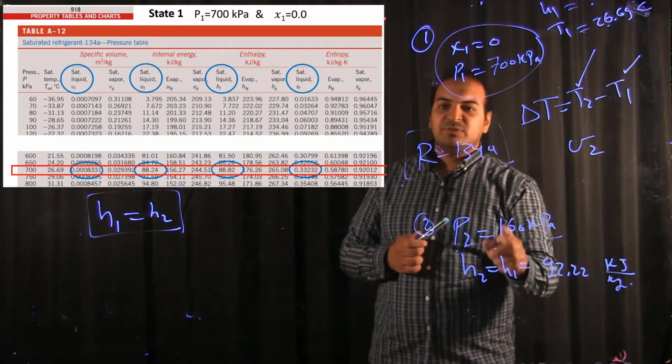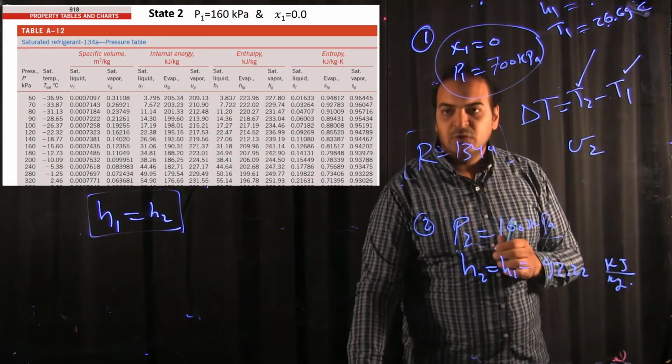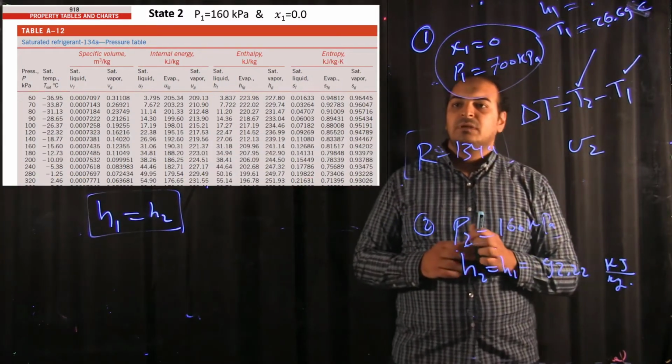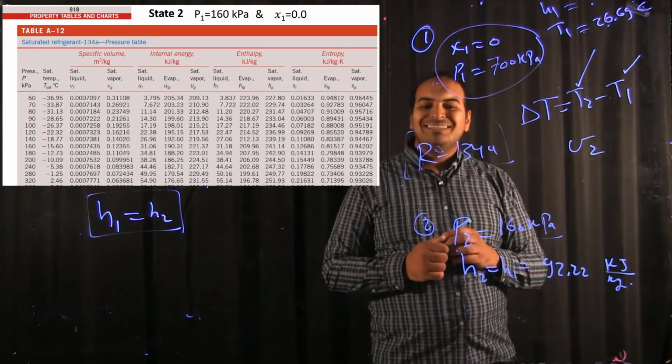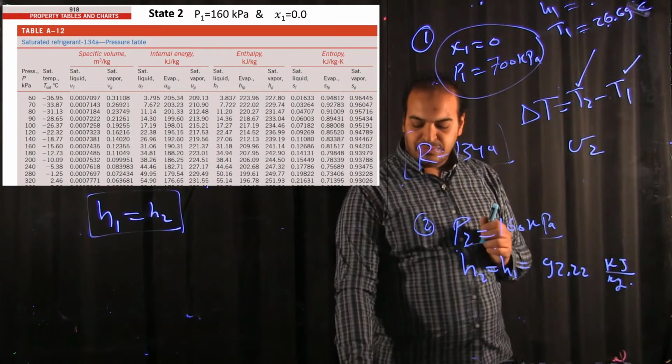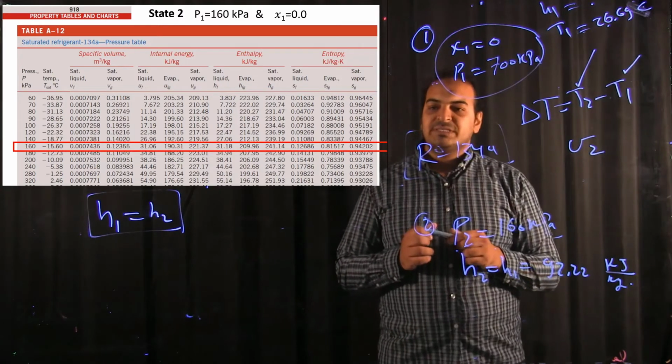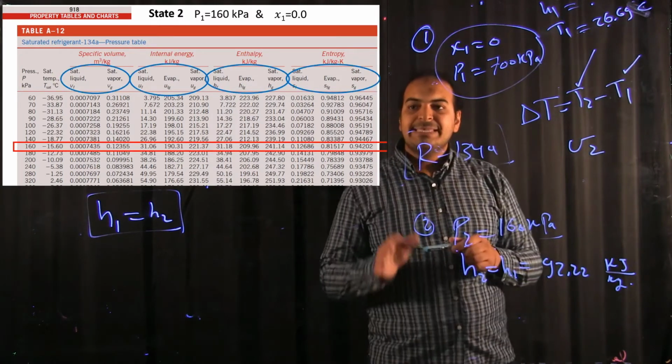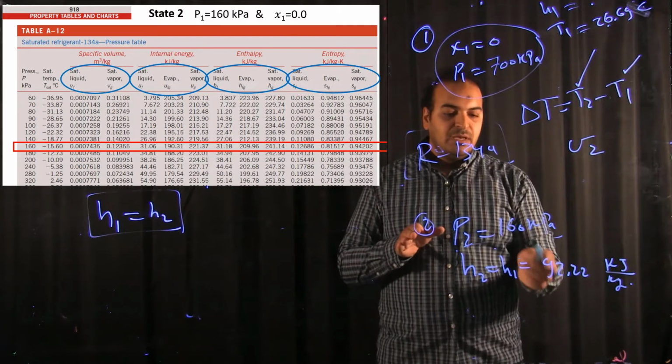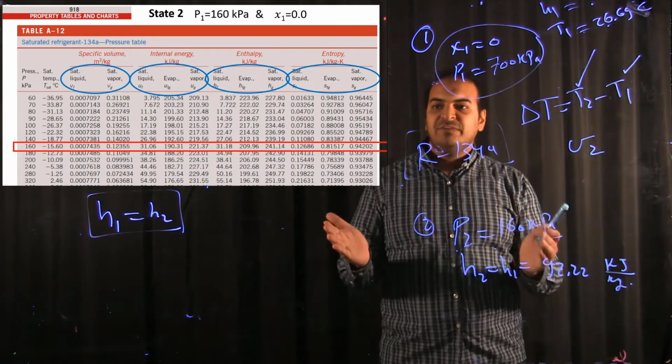So we have two things about state 2. Go find out state 2. This is state 2. Now go to the row pressure 160. The pressure is a little bit lower than the other one. Check the table first, you will find that yours is in between. So this enthalpy is between Hf and Hg.